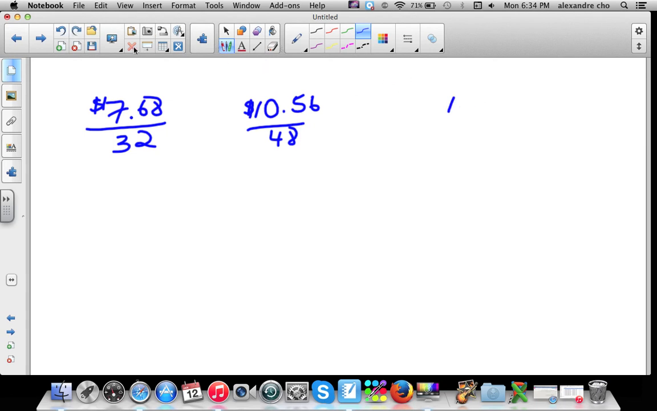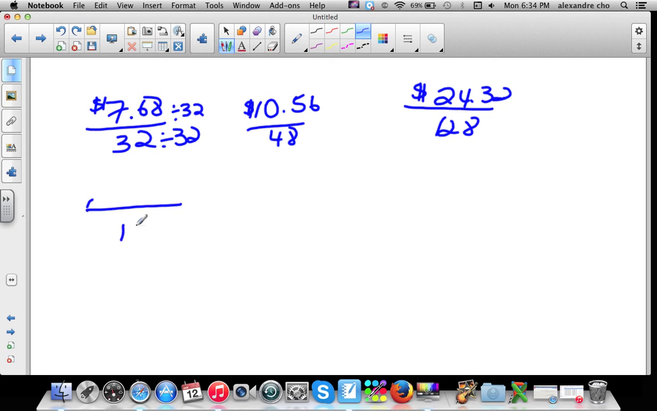C is $24.32 for 128 ounces. So you want to find the better deal. Okay, so you're going to divide each, this one by 32. If you divide 7.68 divided by 32, I'm going to write the answer here. At the bottom here you get 1 ounce, and 7.68 divided by 32 is 24 cents. So for this one, the unit price is 24 cents.